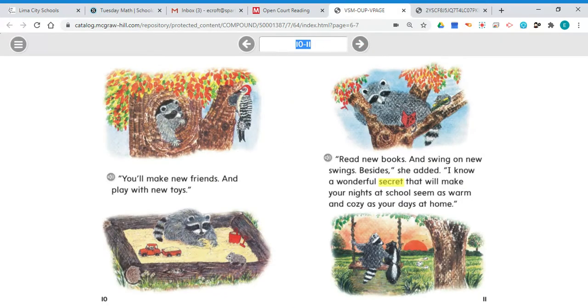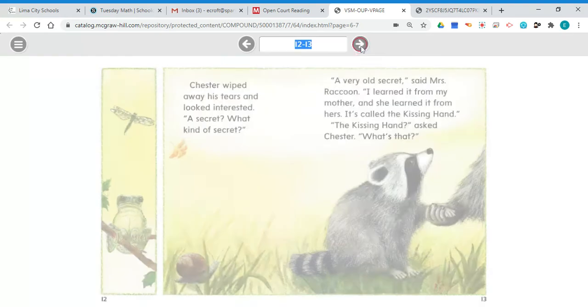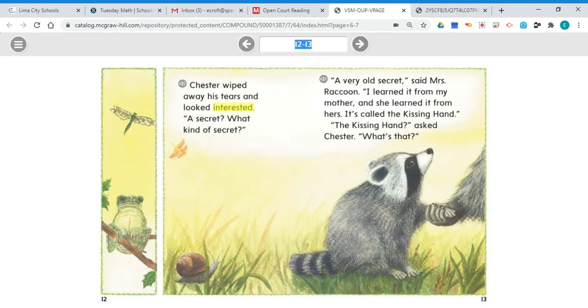"You'll make new friends and play with new toys, read new books and swing on new swings. Besides," she added, "I know a wonderful secret that will make your nights at school seem as warm and cozy as your days at home." Chester wiped away his tears and looked interested. "A secret? What kind of secret?" "A very old secret," said Mrs. Raccoon. "I learned it from my mother, and she learned it from hers. It's called the kissing hand." "The kissing hand?" asked Chester.